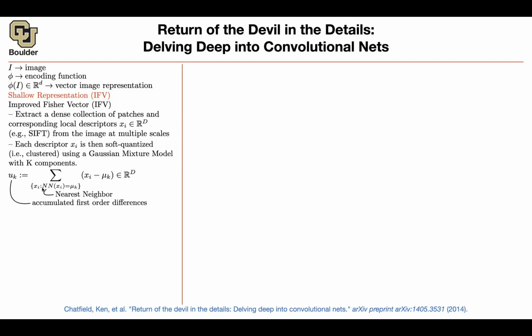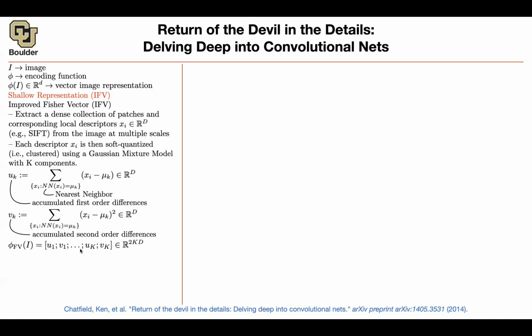You take the patches in your image and then look at the nearest neighbor of xi for that particular patch. And if it is mu k, mu are the centers of those clusters, you're just going to compute the difference of that xi minus mu k. So this summation and this set is just trying to find the nearest neighbor for this particular patch, which mu k was the closest to this one, in order to be able to do the subtraction. These are the first order differences. We can look at the second order differences as well, which is going to be the square of that. And this is just accumulated second order differences.